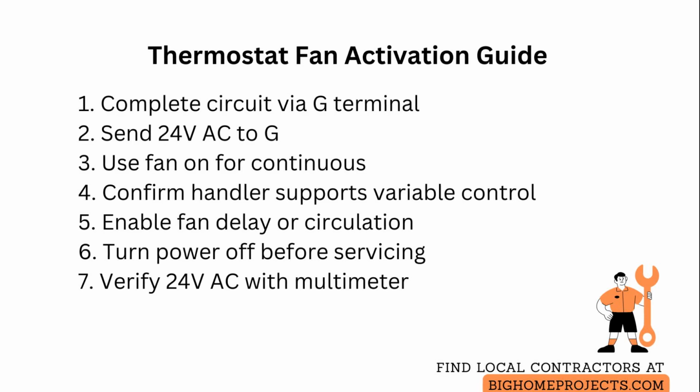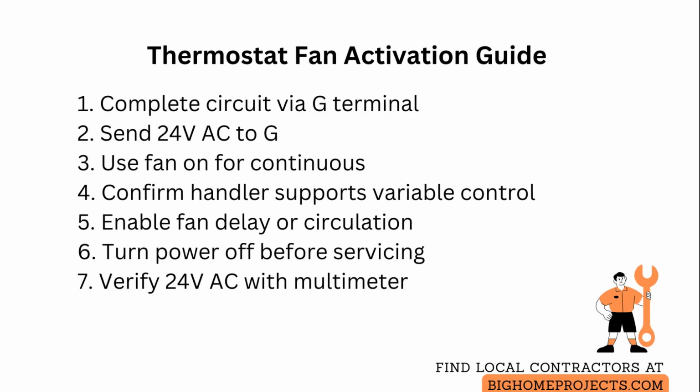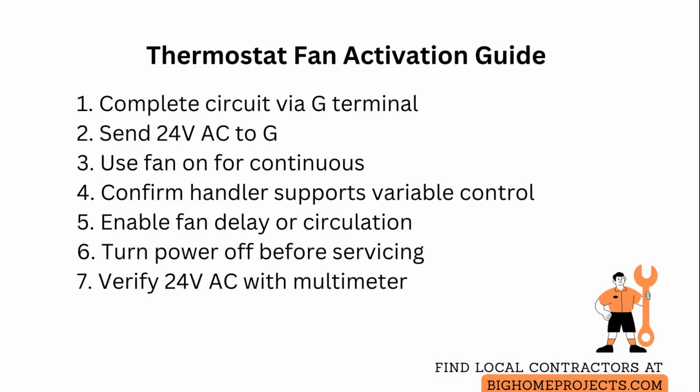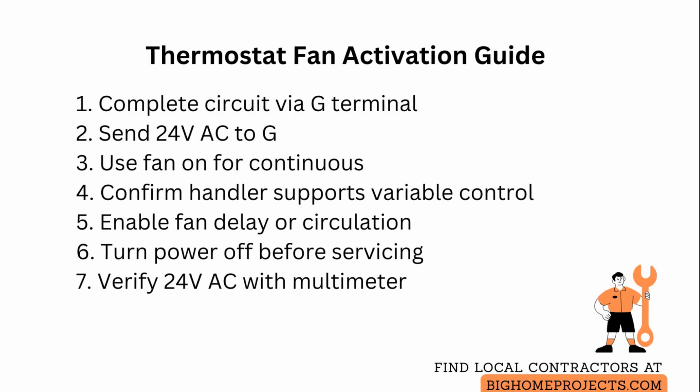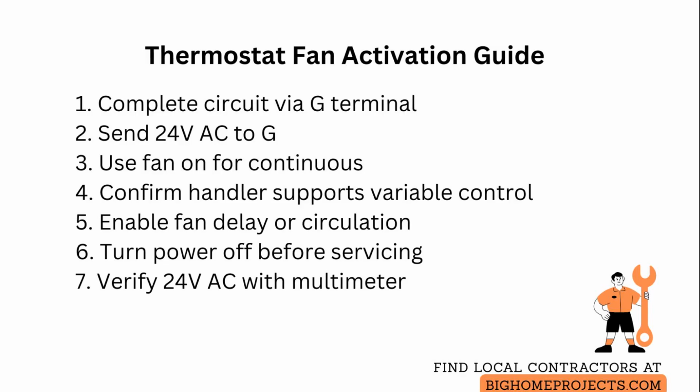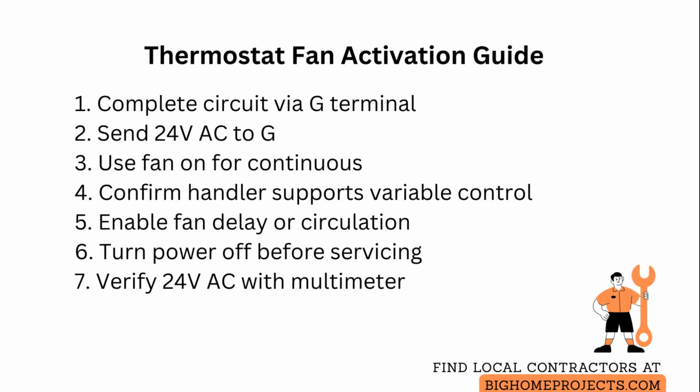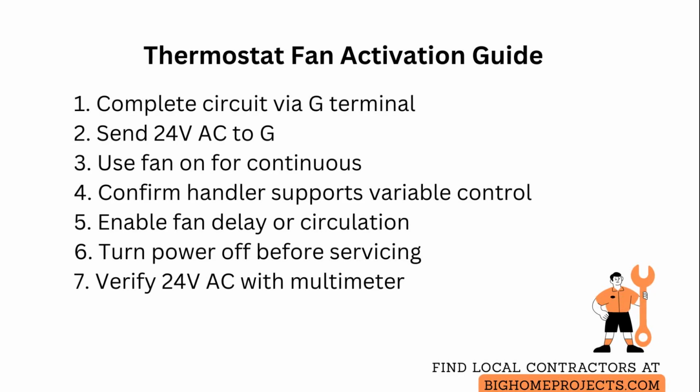If you want the fan to run after a heating or cooling cycle, to use residual heat or cool, enable the thermostat fan circulation or delay off option if available, or set a short runtime with a fan cycling or circulation feature. Always turn power off at the service switch or breaker before touching terminals, and use a multimeter to verify 24 volts AC at the G terminal when the thermostat is calling for fan operation.